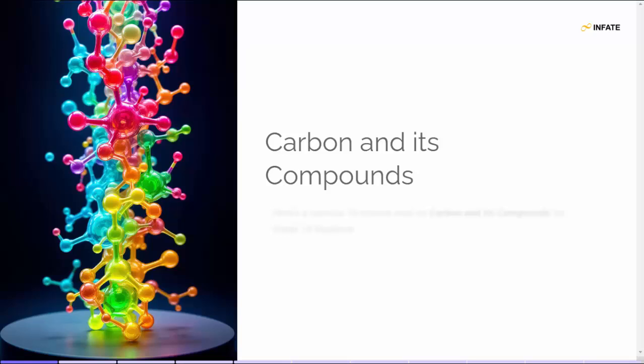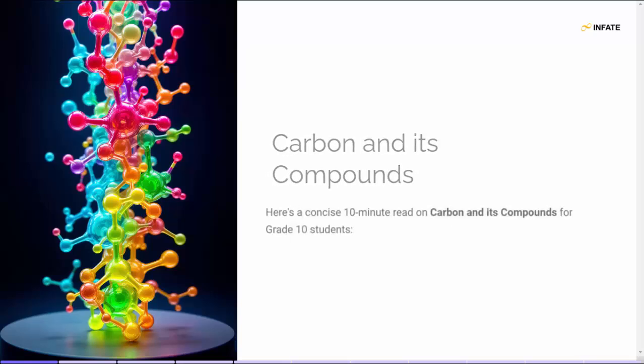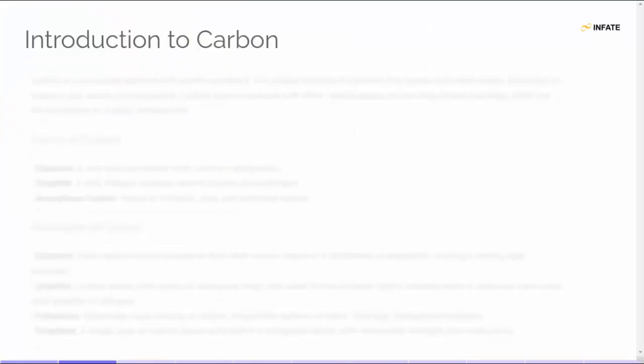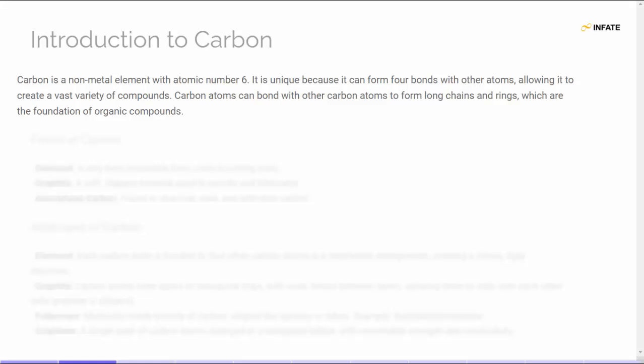Here's a concise 10-minute read on carbon and its compounds for grade 10 students. 1. Introduction to carbon. Carbon is a non-metal element with atomic number 6. It is unique because it can form 4 bonds with other atoms, allowing it to create a vast variety of compounds. Carbon atoms can bond with other carbon atoms to form long chains and rings, which are the foundation of organic compounds.